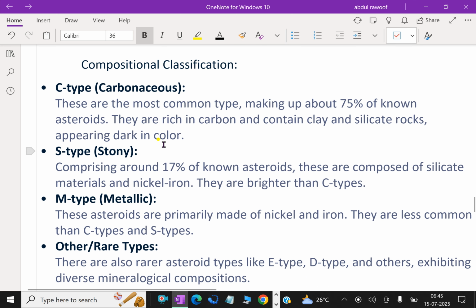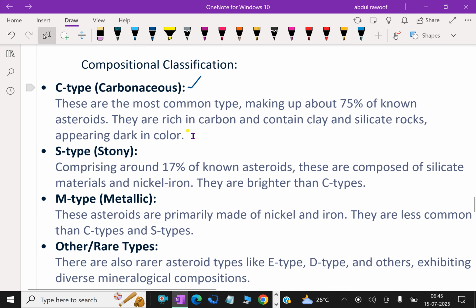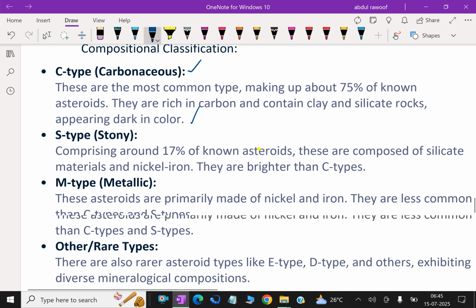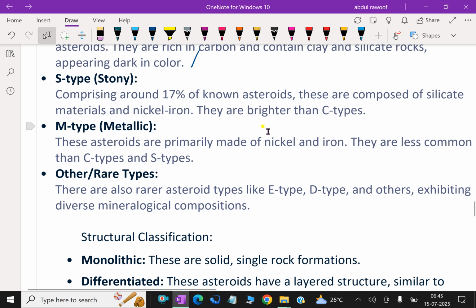C type, carbonaceous. These are the most common type, making up about 70% of known asteroids. They are rich in carbon and contain clay and silicate rocks, appearing dark in color. S-type, stony, comprising around 17% of known asteroids. These are composed of silicate materials and nickel iron. They are brighter than C types.